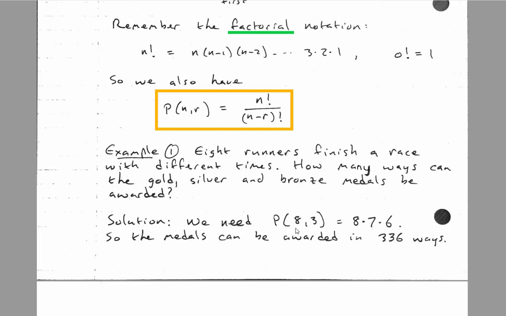So we just need the 3 permutations. We don't care about who came 4th or 5th. So how many ways can we rearrange 3 out of these 8 runners? Well, that's P(8,3), the number of 3 permutations of 8 people here.